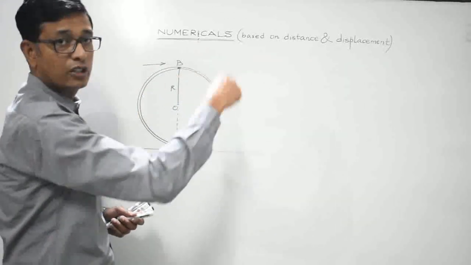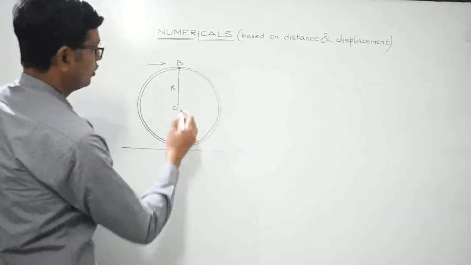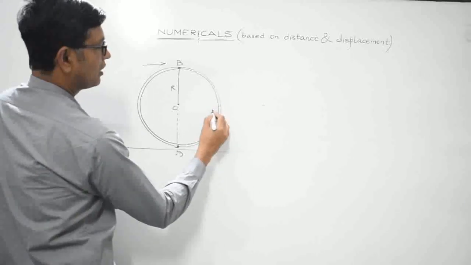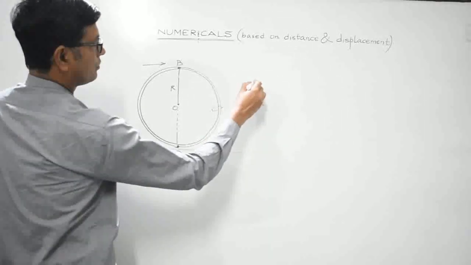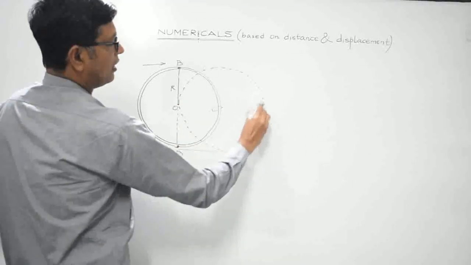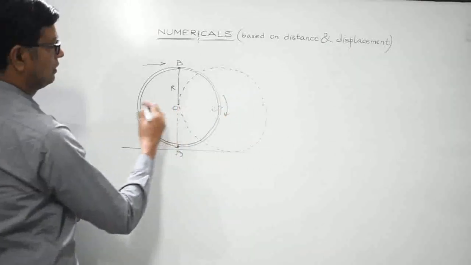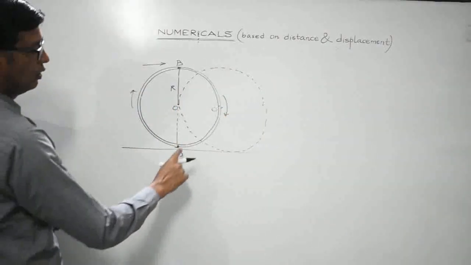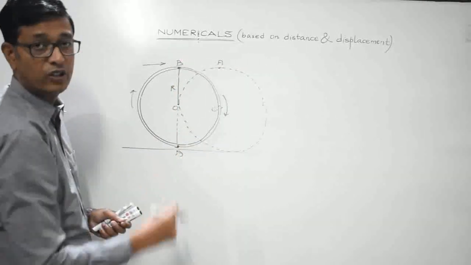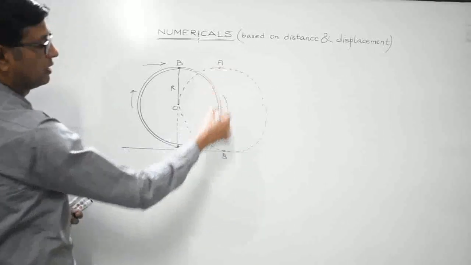So this is the ring. As it rotates, it will tend to move forward, isn't it? So after half revolution, the diagram will be somewhat like this. I will represent it with dotted lines. This is the diagram after half the revolution. So point A, if this moves like this, it is moving in the forward direction. So points A and B will tend to interchange their position. Now point B will come in contact with the ground. So this will be the diagram.